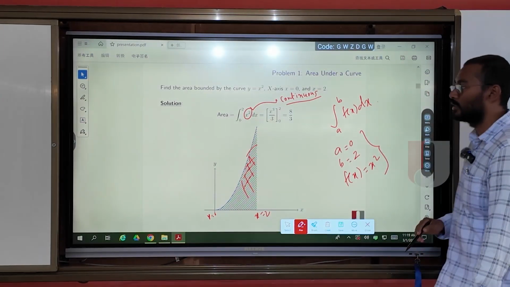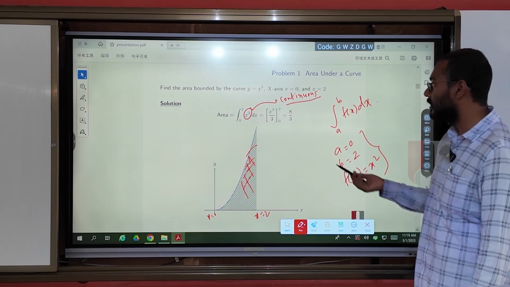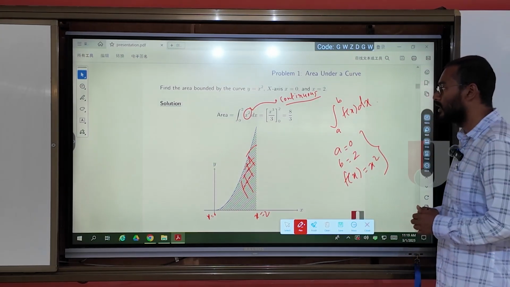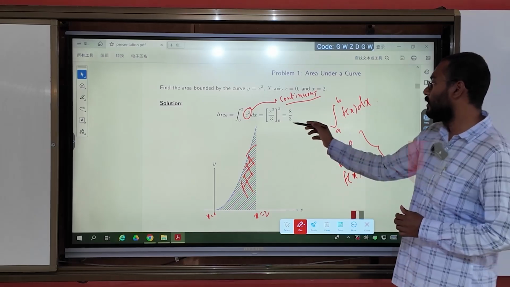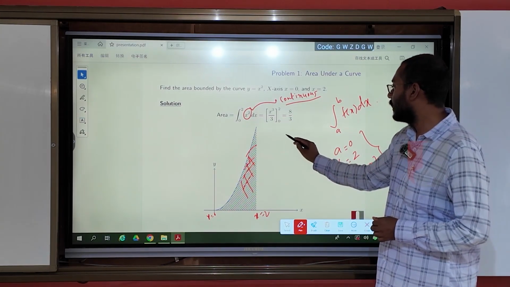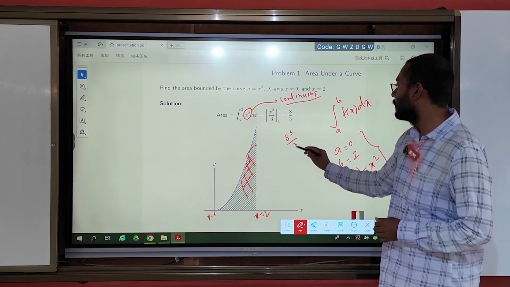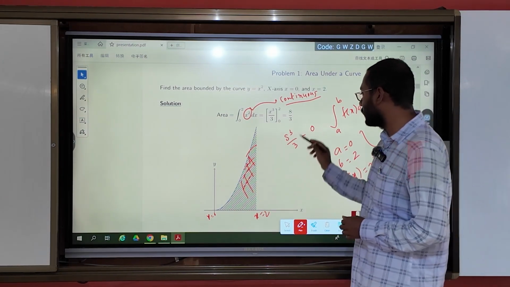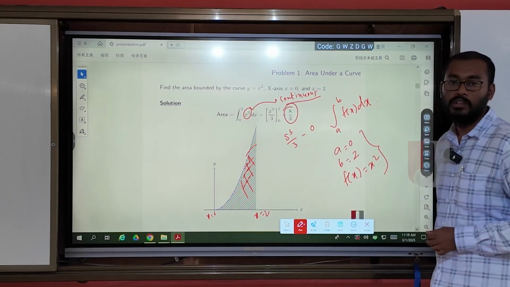So it is the integral from 0 to 2 of x square dx. Now we have to solve the integration. If we integrate x square dx, it is nothing but x cube by 3. Now we substitute the values, means we put the upper limit minus the lower limit. So it's 2 cube by 3 minus 0, so it's coming 8 by 3. So that is the answer.